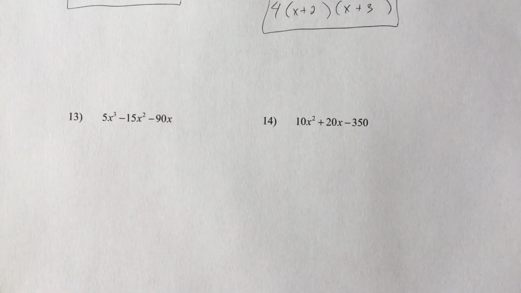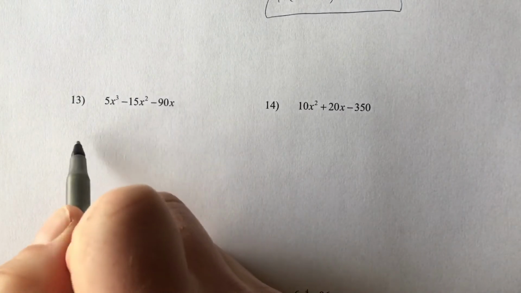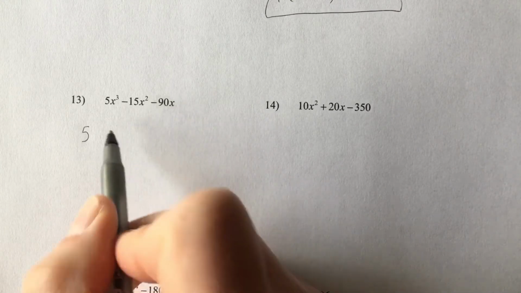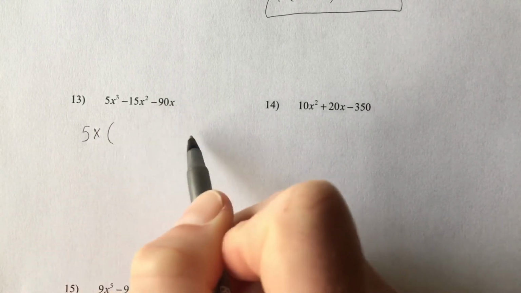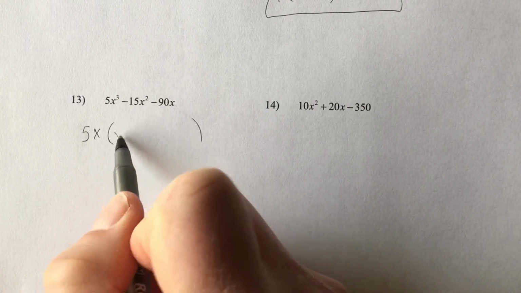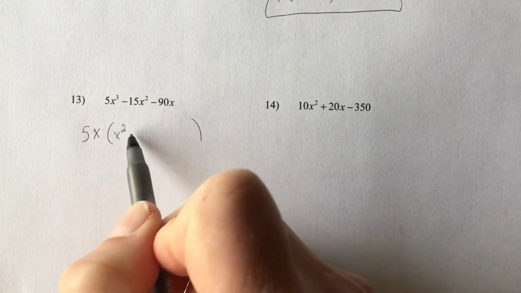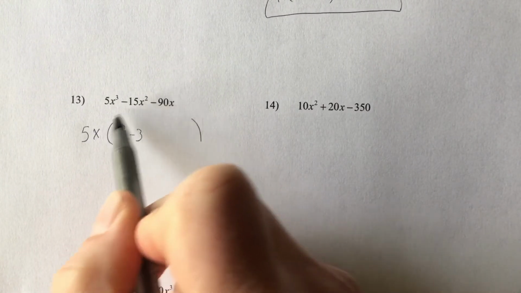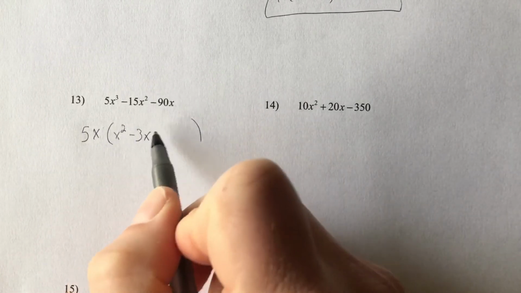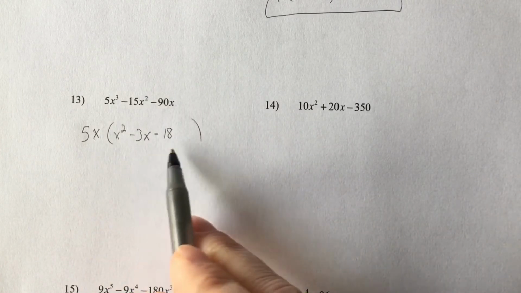Okay. So when we look at 13, I see I have 5. Everything's divisible by 5, so I'm going to do that. But this time, everything has an x, so we're going to pull that x out as well. Now, if I pull the 5 out and I take one of the x's away, I'm going to have 2 x's left over there. Negative 15 divided by 5 is negative 3. Take one of the x's out, I'll have 1 x left over. Negative 90 divided by 5 is a negative 18. And I took the x out, so that's what's left.